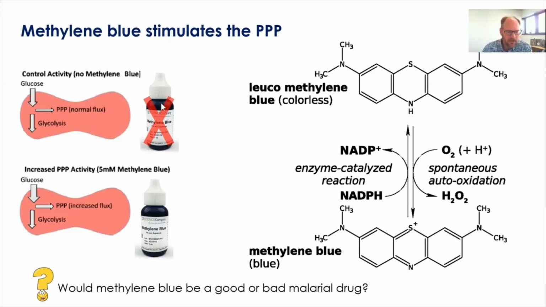And so as a result, it can suck up all the available NADPH, and the cell responds by shuttling a bunch more carbon through the pentose phosphate pathway. So this is a classic pentose phosphate pathway stimulator. So this has been used historically as an anti-malarial drug.